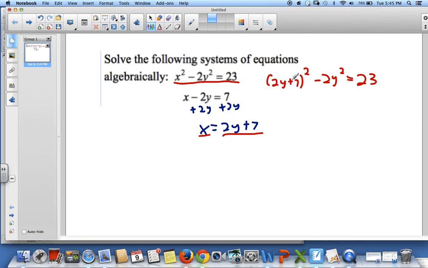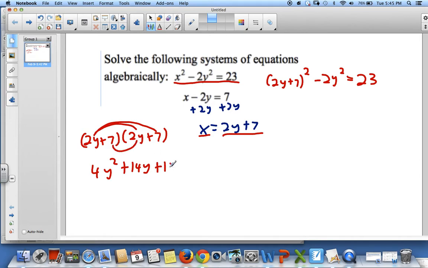So now I have to go through the FOIL part for this. Over here I'm going to say 2y plus 7 times 2y plus 7 and figure out what that equals. 2y times 2y, that's 4y squared. 2y times 7 is plus 14y. 7 times 2y is plus another 14y. And then 7 times 7 is plus 49. So that becomes 4y squared plus 28y plus 49. So that's what this whole thing here is.